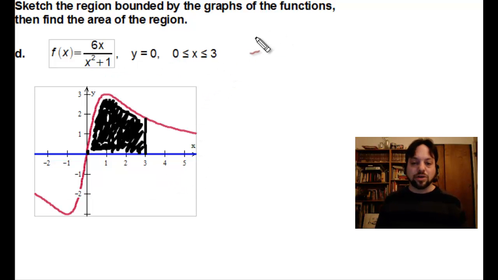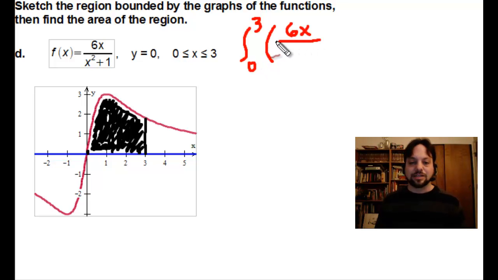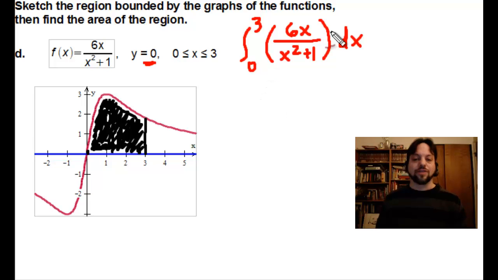And so, if we want to go ahead and evaluate this, we're given that our bounds are 0 and 3. Our upper function, or greater function if you will, is going to be 6x divided by x squared plus 1, and I'm going to subtract our lower function, which is actually just 0. So I'm not even going to bother subtracting 0. We're just going to find the integral of this function between 0 and 3. Now, this is not a simple function to do. It's not difficult, but it's not simple.